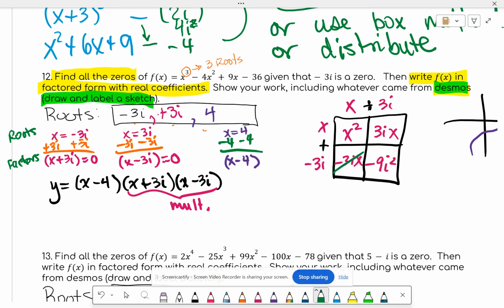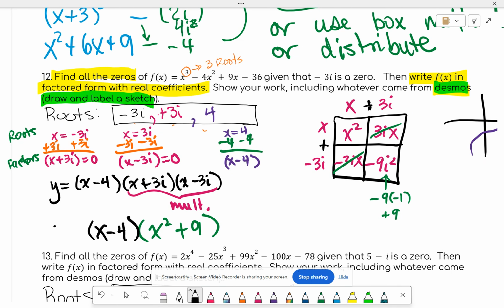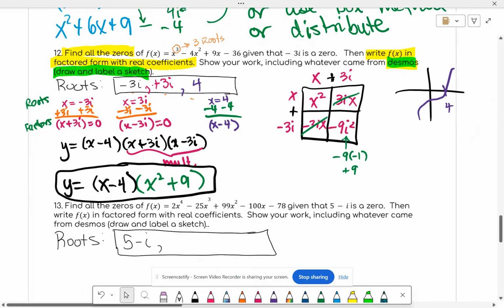And so I have those add up to 0, and this guy is -9 times -1 because i squared is -1. So that's +9. And so these two multiply to x squared plus 9. And then I do have the rest of my polynomial. And so the y equals is also needed to write a polynomial function. You need that y equals.